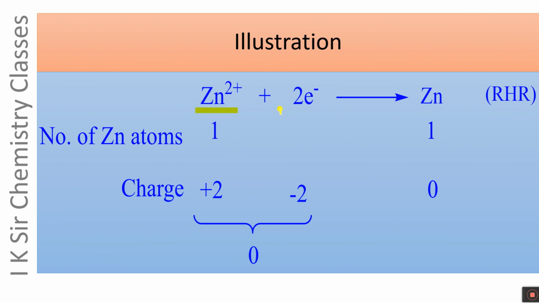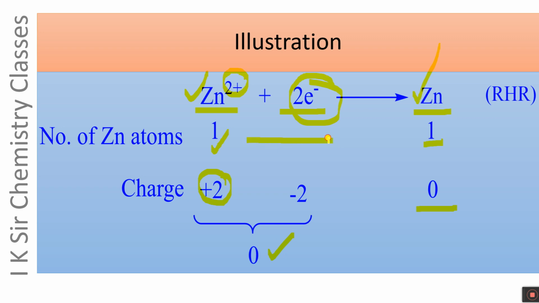Zn2 plus ion gains 2 electrons forming Zn atom. The number of Zn atoms on the left hand side is 1 and the number of Zn atoms on the right hand side is also 1. Thus, this reduction half reaction is balanced with respect to atoms. The charge on the left hand side is plus 2 and minus 2. Overall charge is 0. The charge on right hand side is also 0. Thus, this reduction half reaction is balanced with respect to atoms as well as charge.